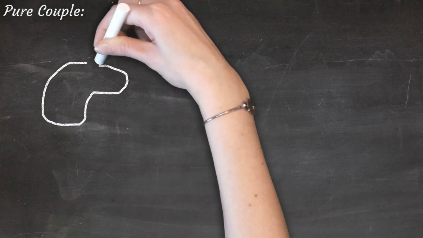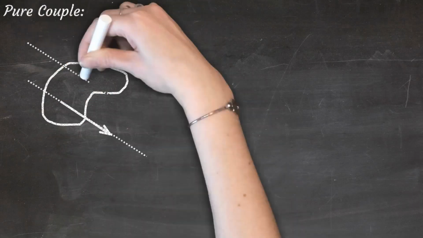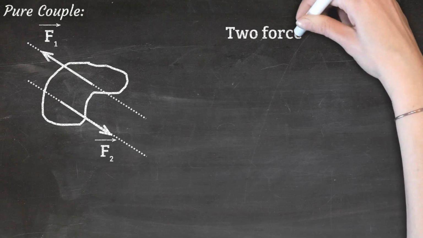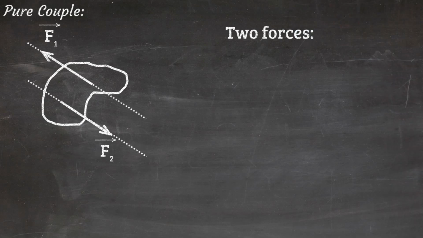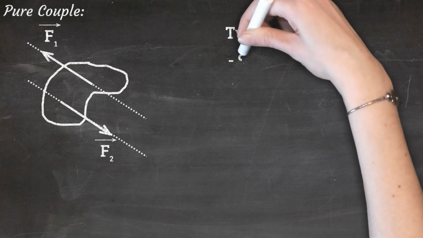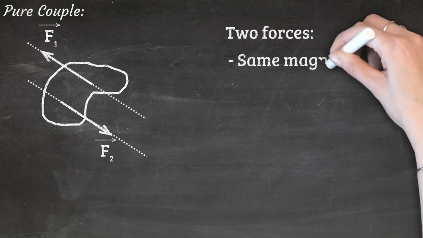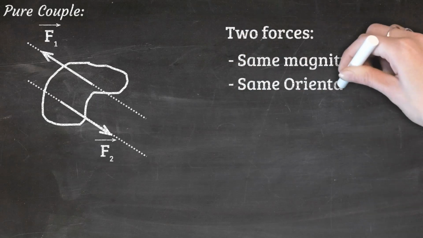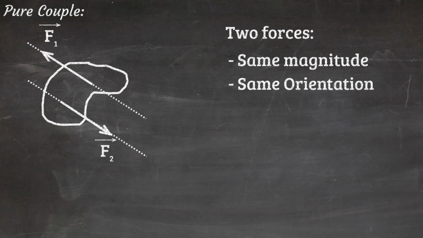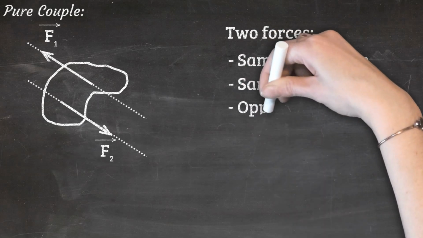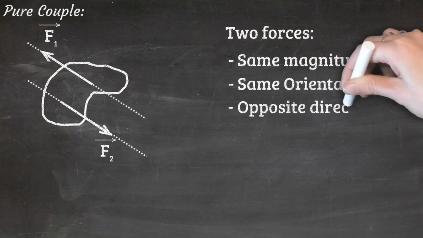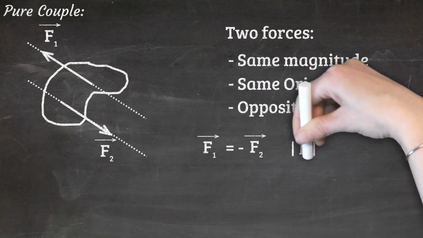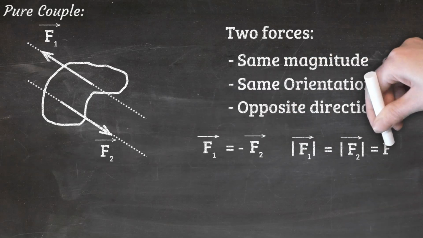Let's look at the particular case of a pure couple. Imagine you have a rigid body, and there are two forces applied to this rigid body. Let's put some conditions on these forces. First of all, the two forces have the same magnitude. Secondly, they have the same orientation. In other words, their lines of action are parallel. And lastly, they are in opposite directions. We can show these three conditions in this single equation. We can also assign a value of F for the magnitude of both of the forces.